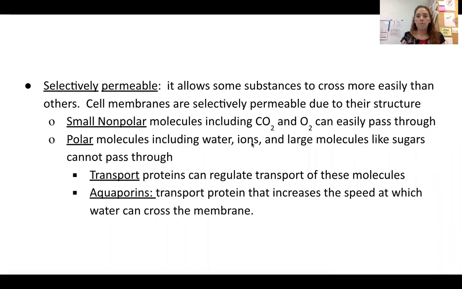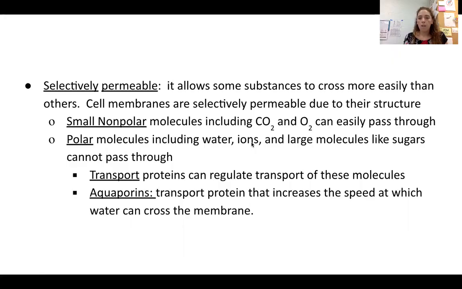So when it comes to things being selectively permeable, that means only some substances can cross. Some cross more easily than others. Cell membranes are selectively permeable due to their structure, primarily because of those phospholipids. Those phospholipids are going to allow small non-polar molecules, because that's what the bulk of our cell membrane is. Things like carbon dioxide and oxygen pass through easily. They can fit through all those little phospholipids and come through our membrane.